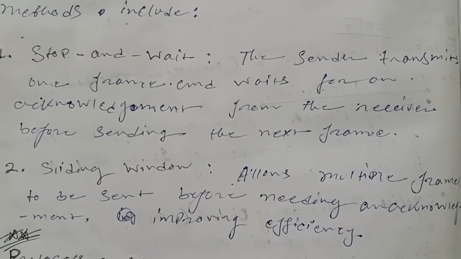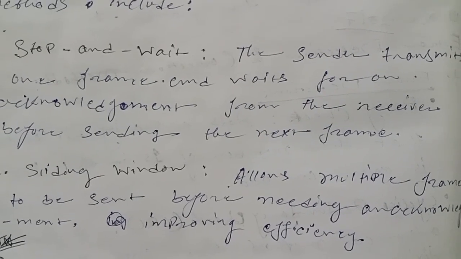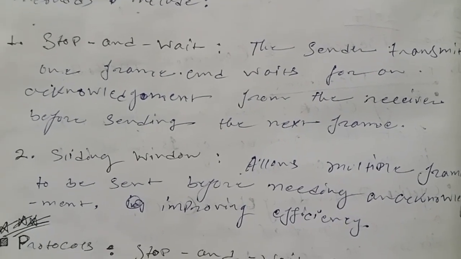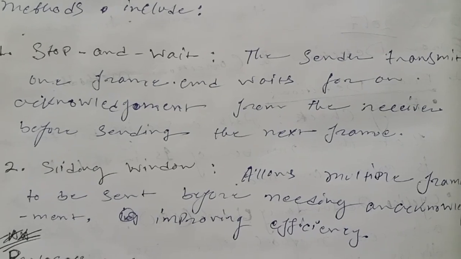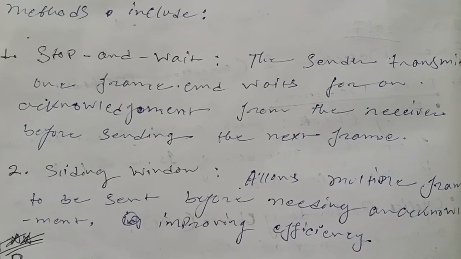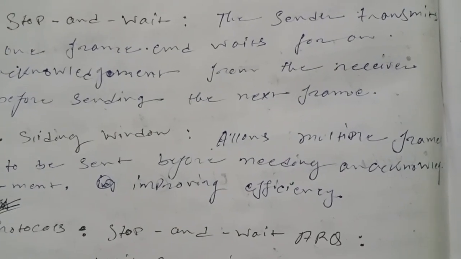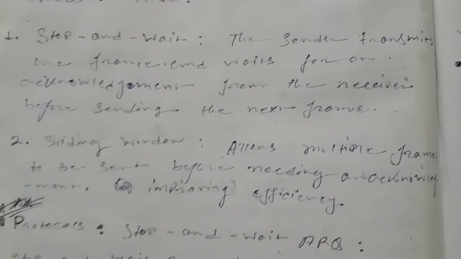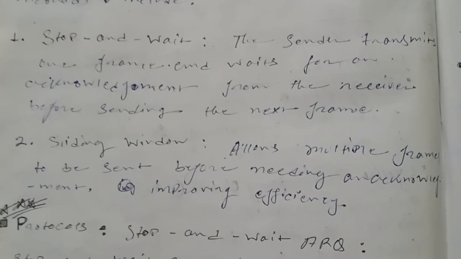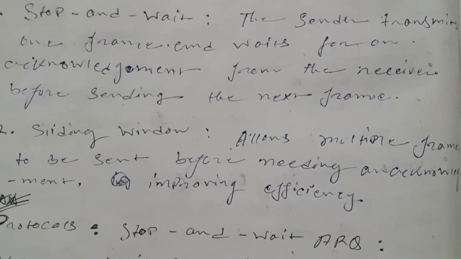In stop and wait, we see frames are sent one by one, and only after getting the acknowledgement. But in the sliding window, multiple frames can be sent at a time, with no need to wait for the acknowledgement. So generally it improves efficiency, because sender A doesn't have to wait too long.